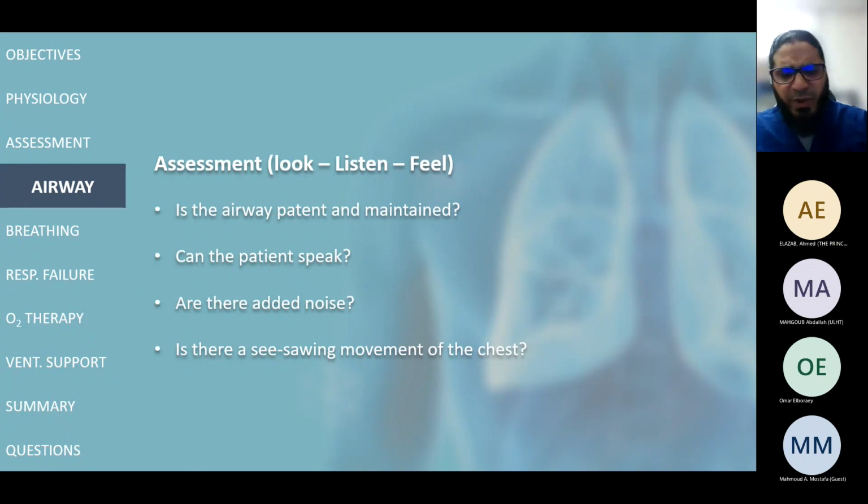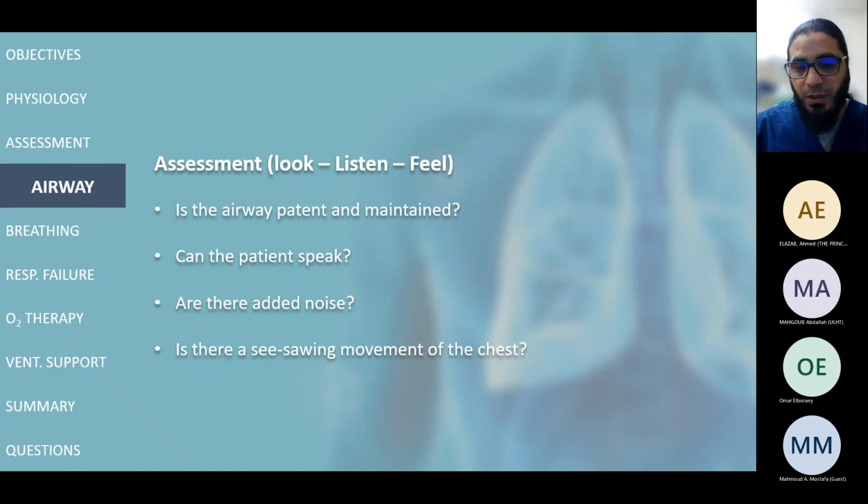Can you see any edema or foreign body that needs clearing? A simple way to assess the airway is to speak to the patient, ask him, are you okay? If the patient answers, that means his airway is patent. And if not, if there is any noisy breathing, like stridor or gurgling of secretions, these are all signs of a compromised airway.